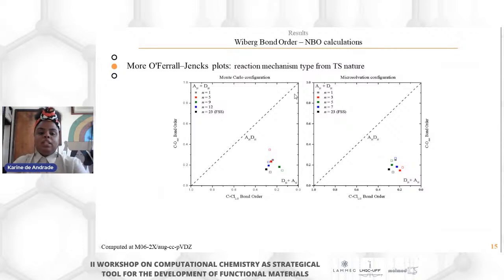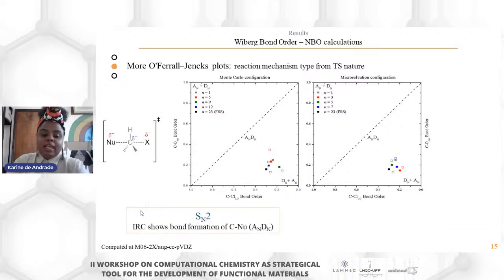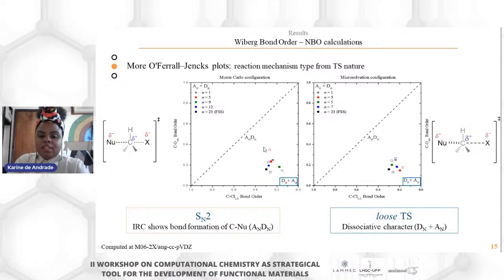These are our results for the transition states of all configurations, and we first want to highlight that our intrinsic reaction coordinate IRC calculation shows us the bond formation of carbon-nucleophile. So all processes, independent of the solvation model configuration and also the number of water molecules, are an associative-dissociative process, an SN2. But when we look at the Marrow-Fairbanks plot here for microsolvation and for Monte Carlo calculations, we see that all TS have dissociative character, also known as loose TS. This is very similar to a dissociativity plus associativity process, an SN1 reaction mechanism.